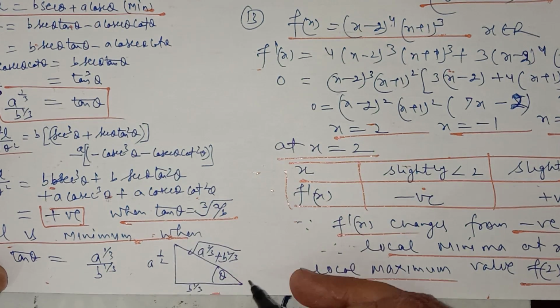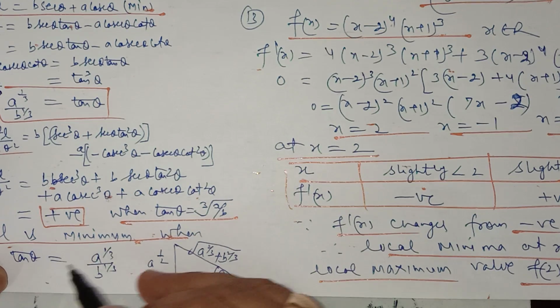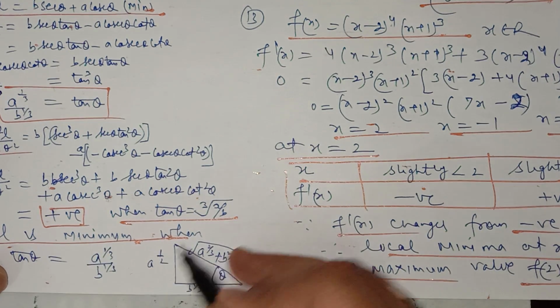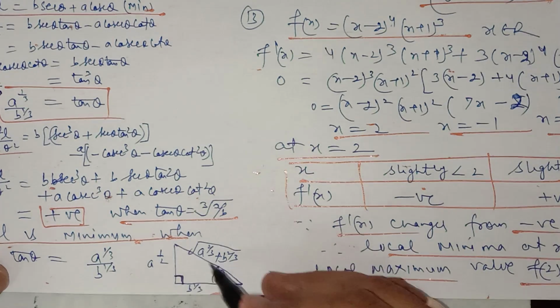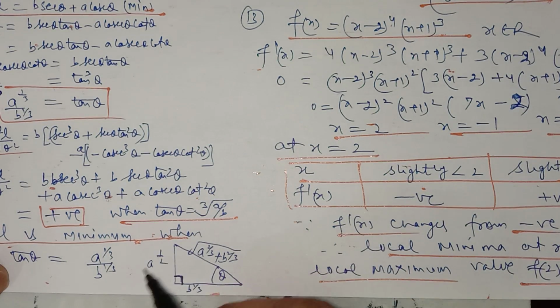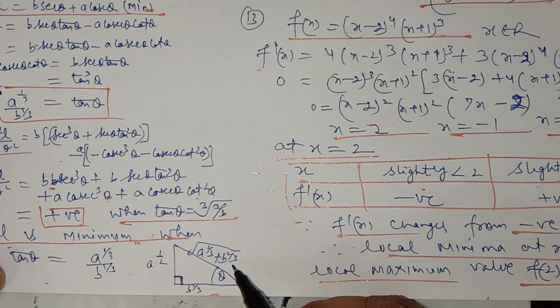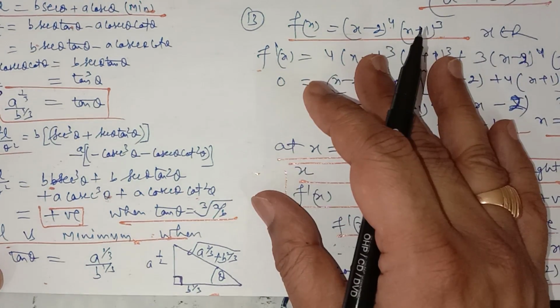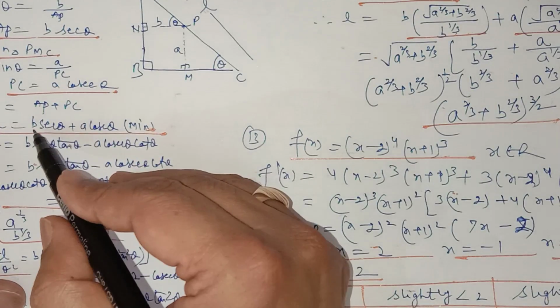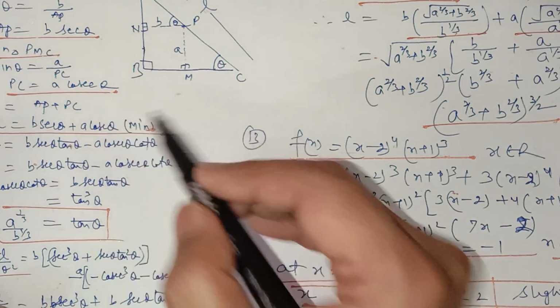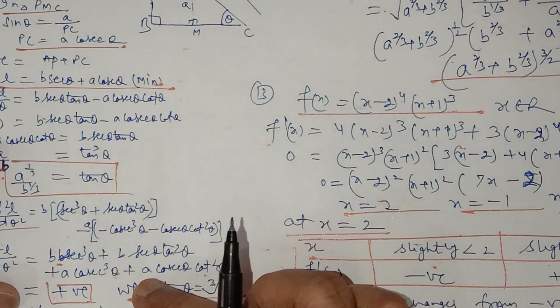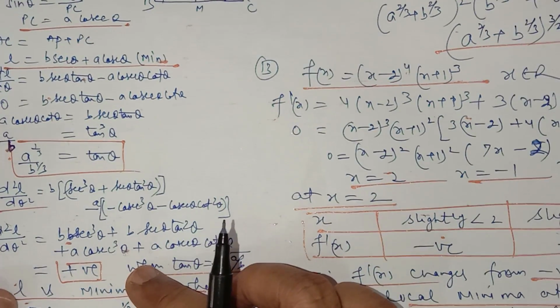Now use trigonometry, because we know that tan theta is perpendicular upon base. Use trigonometry or the Pythagoras theorem to find the hypotenuse of this triangle whose perpendicular and base are given, which comes out to be under root A square plus B square. Why have we found it? Because we have to find the minimum length, and the minimum length is B sec theta plus A cosec theta. And why is it minimum? Because we have shown that the second derivative is positive.